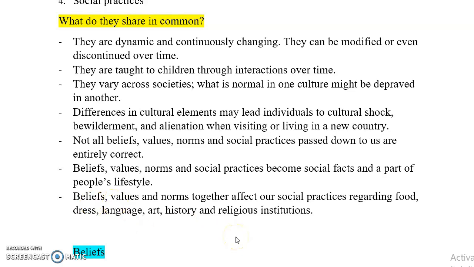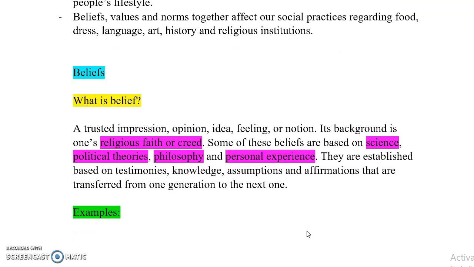So you have to link the beliefs with the social practices, the values with the social practices, the norms with the social practices. But this will happen after we continue the discussion. So we will go in depth now with every single element.